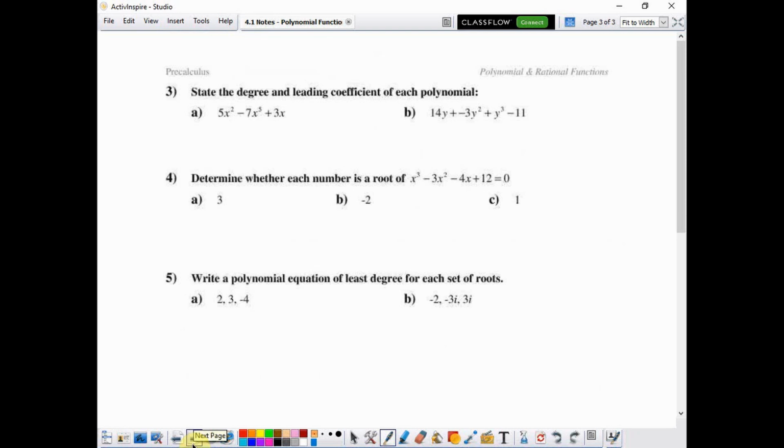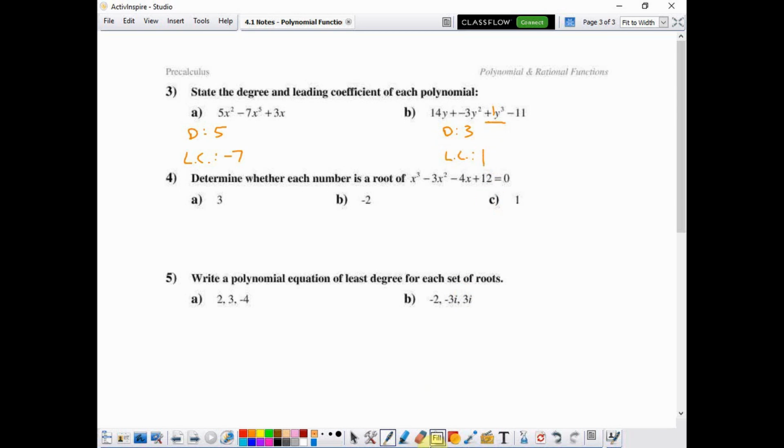All right, so let's talk about degree and leading coefficient. The degree is the highest variable exponent. In this case, that is 5. The leading coefficient is the number in front of that variable with the greatest exponent, that is -7. The greatest exponent of the variable here is 3, so the degree is 3. The coefficient on that variable term is 1, so the leading coefficient is 1.